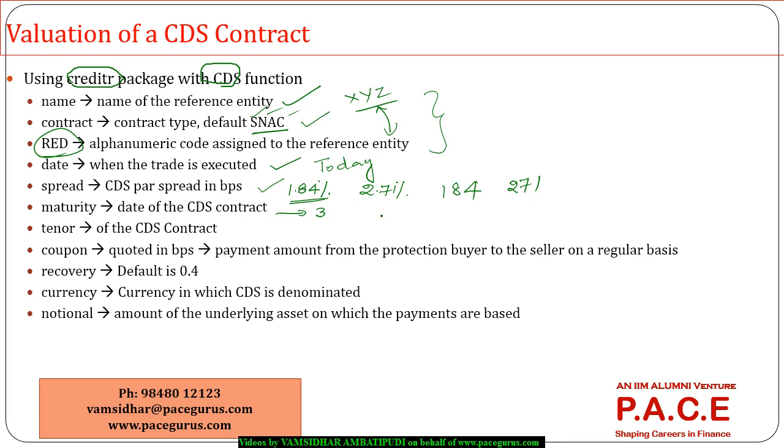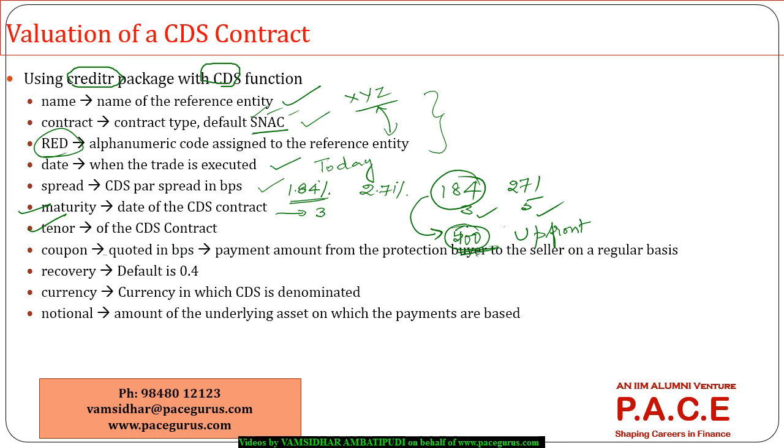Then the maturity of the contract, here it is 3 years, here it is 5 years. For the tenure of the CDS contract, either I should give the date of maturity or the tenure. So I can give the tenure as 3 and 5. Coupon quoted: if I am going with a 100 coupon, I can quote the coupon as 100, which is the payment amount from a protection buyer to a seller on a regular basis. So which means though 184 has to be paid, only 100 is getting paid by the buyer to the seller, which means there is an upfront that needs to be computed, which would be a payment from the protection buyer to the protection seller.